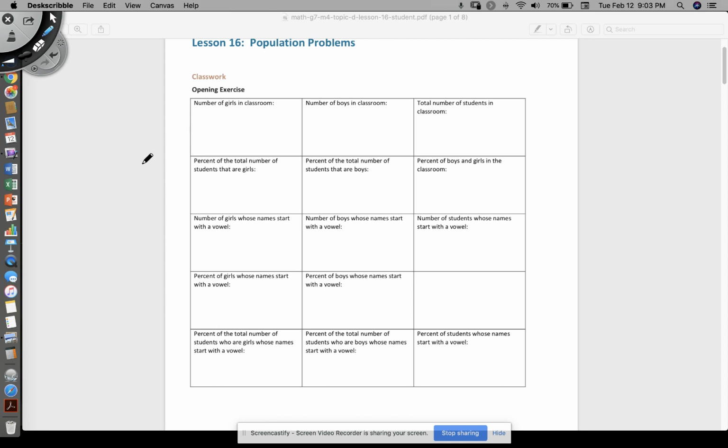All right, this is 7th grade, Module 4, Lesson 16. Now this first opening exercise here, you guys are going to talk it out in class. Each of my class periods will be different, so what I will be looking for here is your math on finding the percentages. So you have some topics here to talk about.